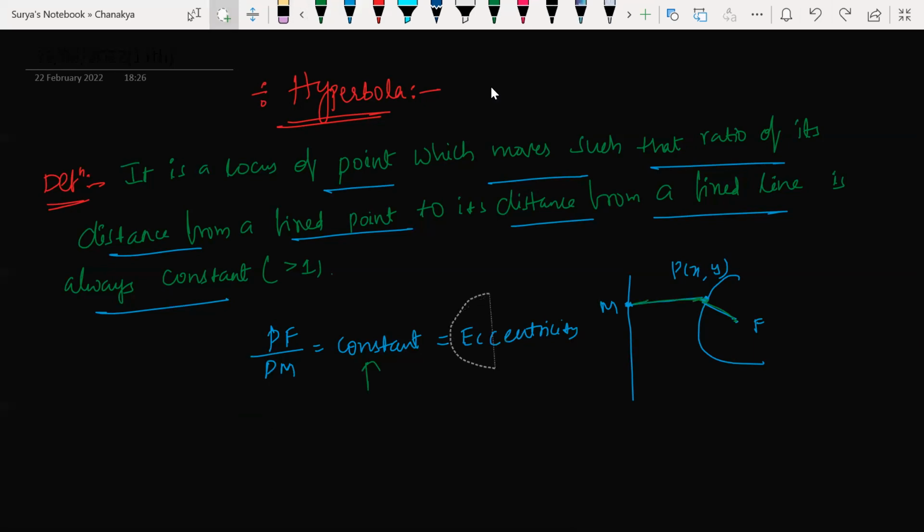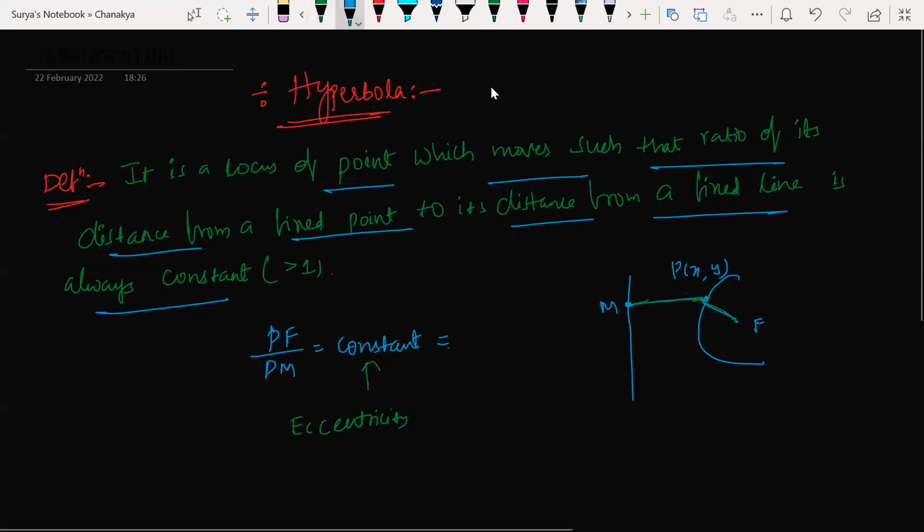Just a minute. You usually write e equals eccentricity, और ये e should always be greater than 1, बेटा. हाइपरबोला में eccentricity हमेशा greater than 1 होता है.